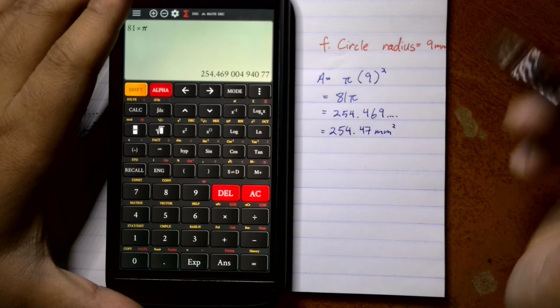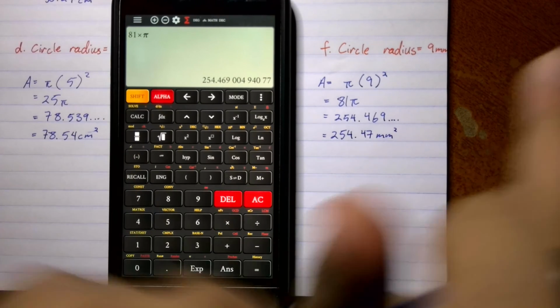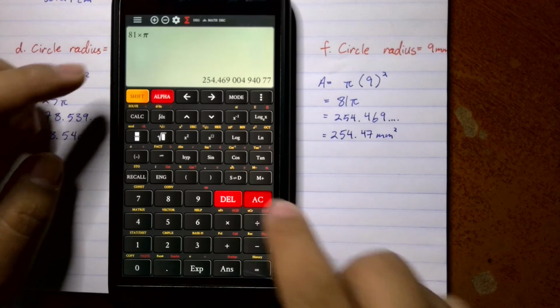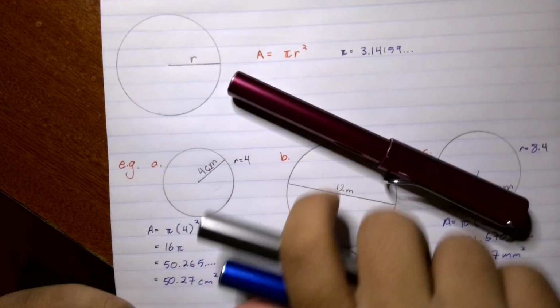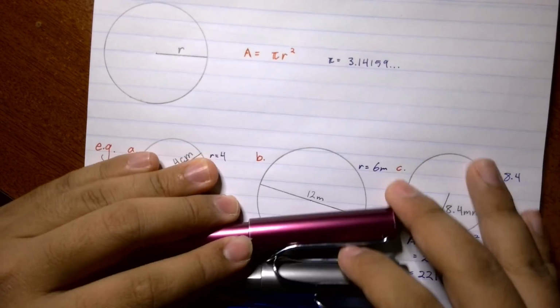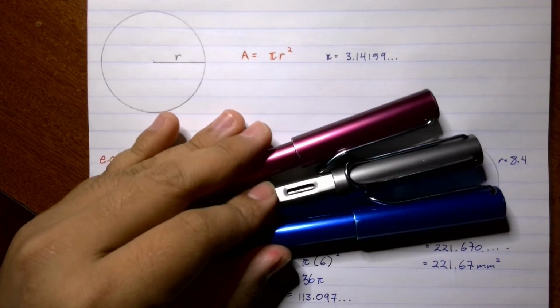millimeters squared. So I hope that gave you an insight into calculating the area of a circle using the area formula of pi r squared.